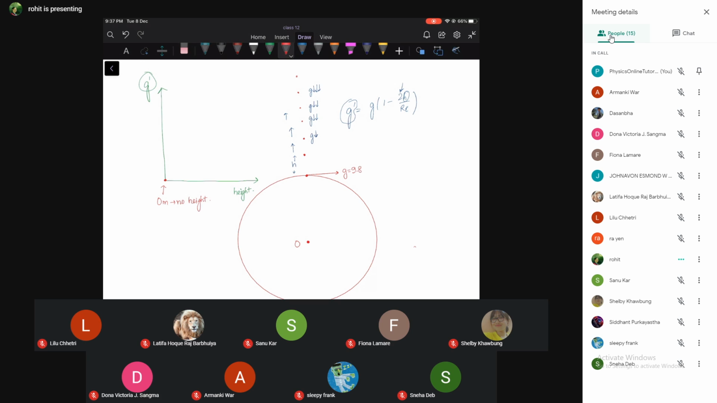What is the meaning of no height? No height means where are you right now? We are on the surface. Are you clear with this point? Just check. Because on the right, if I move, it means we're talking about more and more height in this graph.